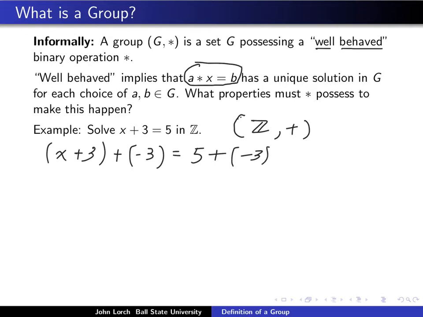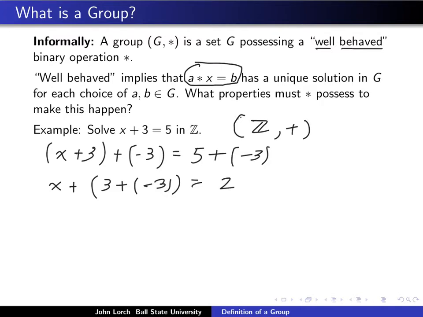Okay, now we know that the 3 and the minus 3 together give us 0. But really, in order to see that, we first need to regroup the addition. We need the 3 and the minus 3 to be together. So let's do that. And now over here, because addition is a binary operation on the integers, I know that 5 plus minus 3 is again an integer, and it turns out to be 2.